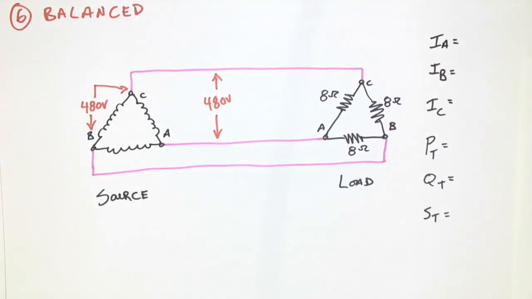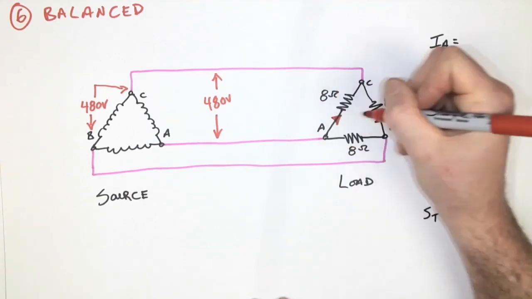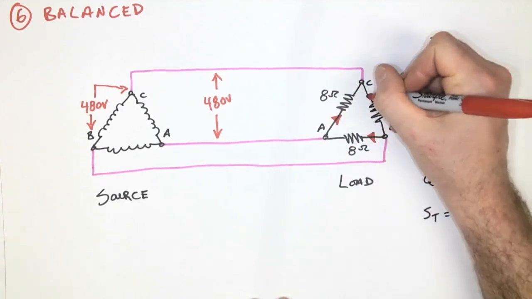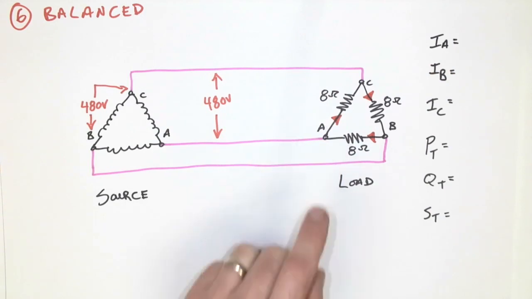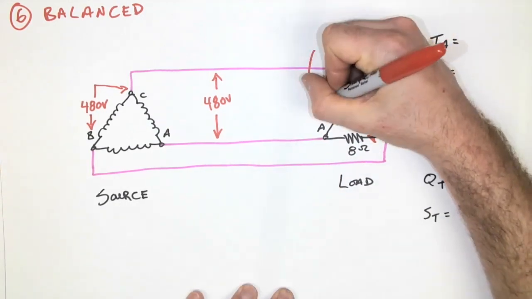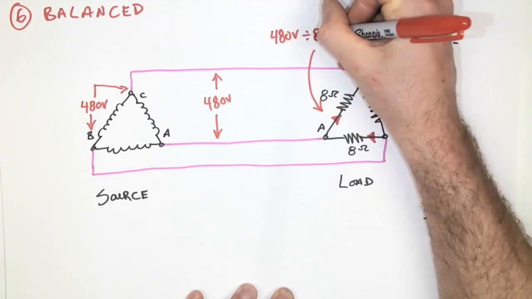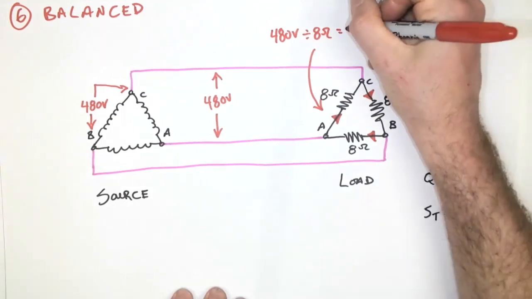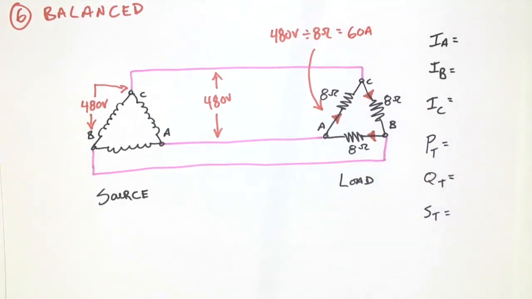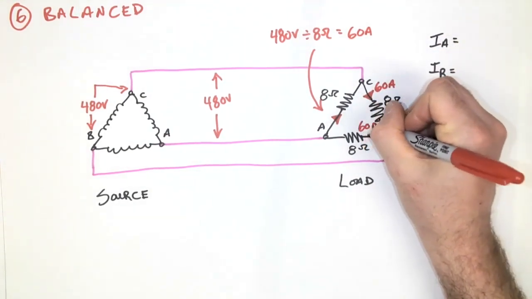So first step, let's work out the current that is going to flow in each one of the phases. The current in the phase is going to be 480 volts divided by 8 ohms. So 480 divided by 8 gives me 60 amps. And that would be the same for this phase as well as this phase.